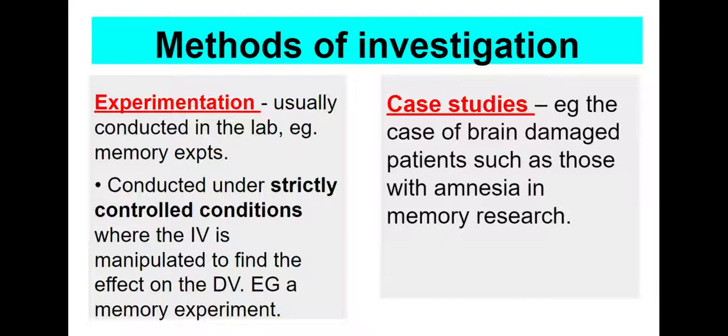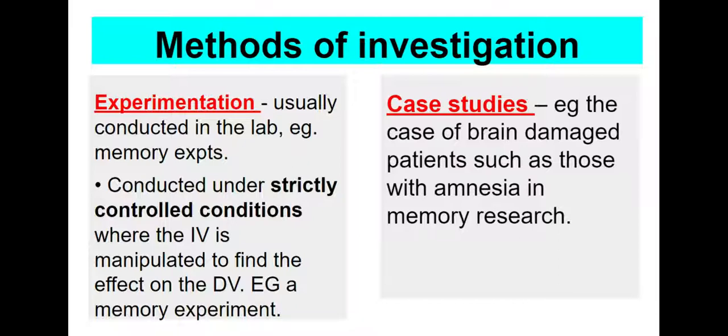So you could, for example, conduct a memory experiment under very strictly controlled conditions. For example, you could investigate whether the information that you are given in one environment, if you then have to recall that information in a different environment, did the change of environment affect the accuracy of recall? So what you are changing is the environment. Work out what the DV is. It is the accuracy of the recall.